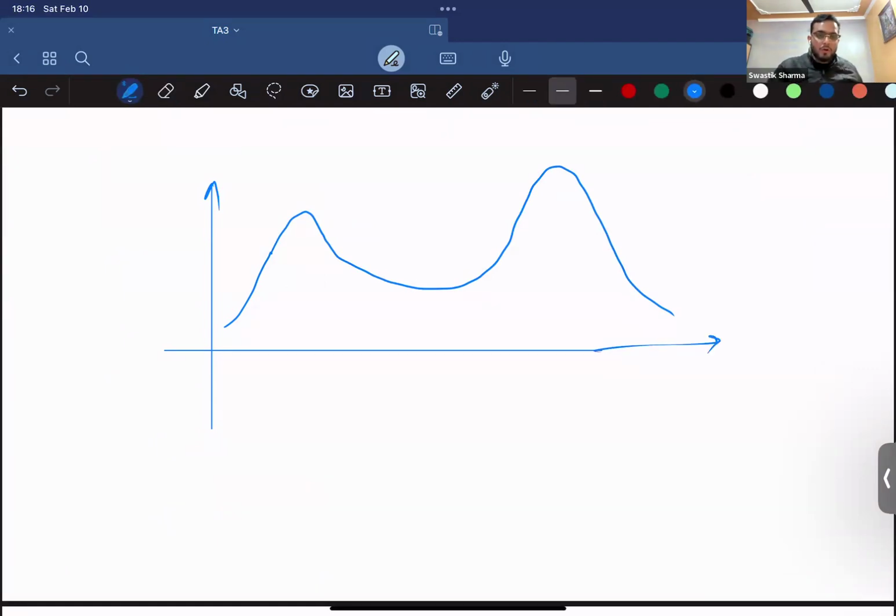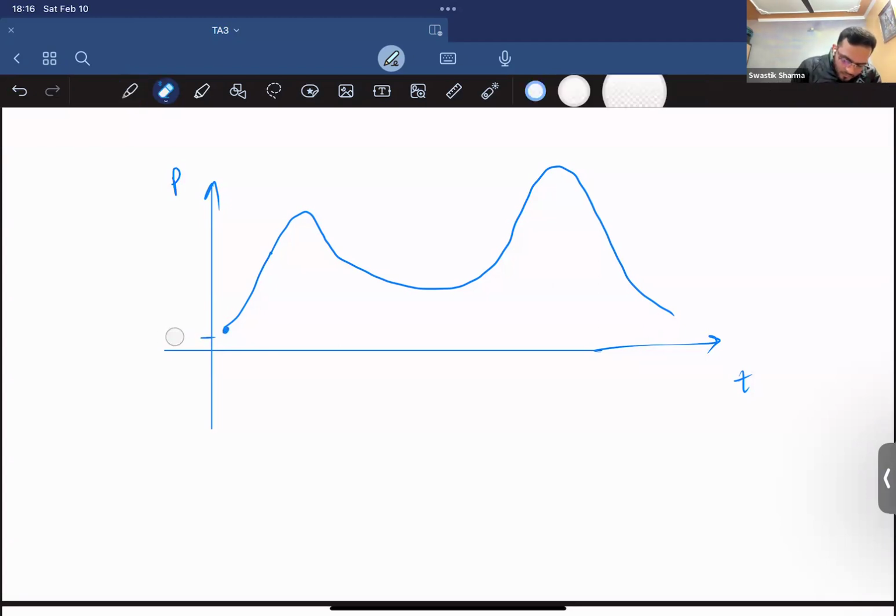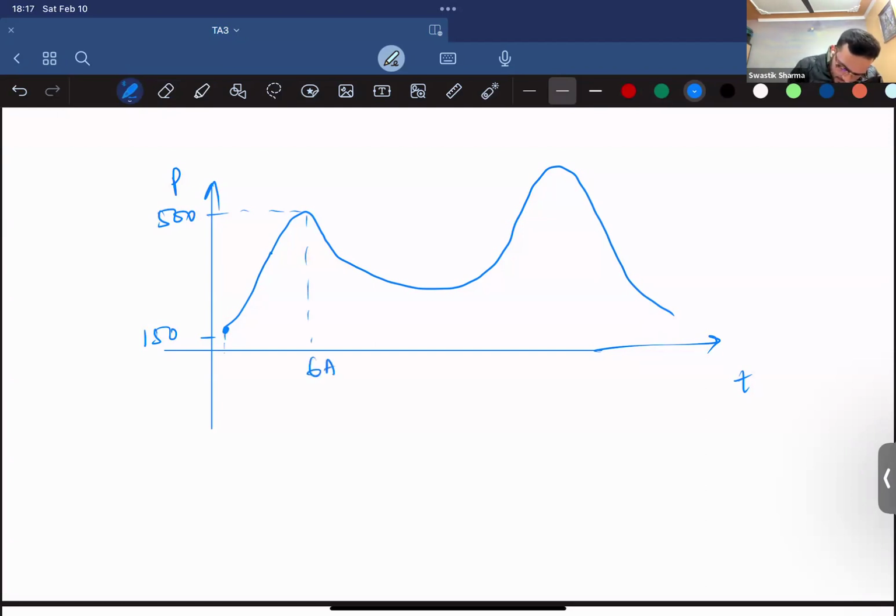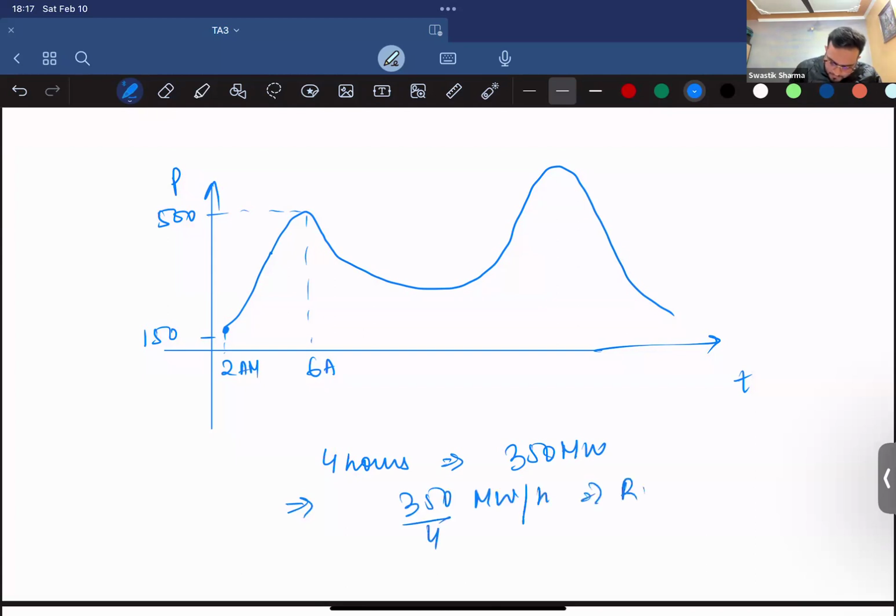In order to maintain frequency, you need to maintain this load curve. You need to be able to follow this load curve exactly. So let's say, I'm just giving a rough number, don't take it seriously, this is 150 megawatt and you need 500 megawatt here, right? This is at 6 a.m. and this is at 2 a.m. So in 4 hours, you need a total generation shift of 350 megawatt. That is, you need 350 upon 4 megawatt per hour of ramping rate.